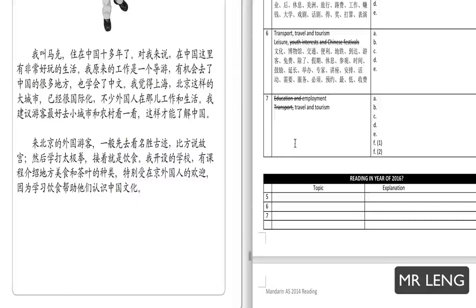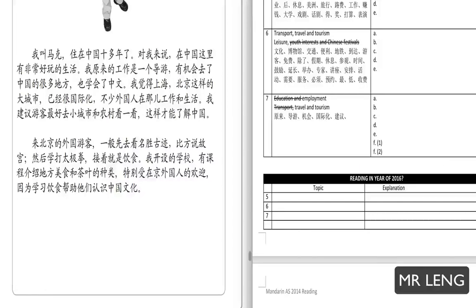Alright, let's revise the keywords. 原来 originally 的工作 again, the job 是一个导游 tour guide 有机会 opportunity or chance 国际化 Very internationalized, international, 国际化 internationalized.